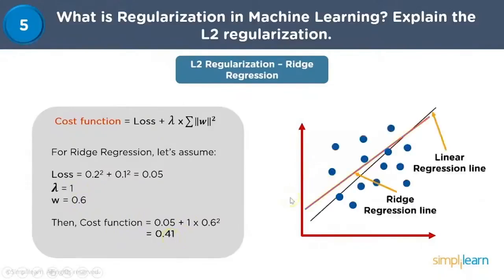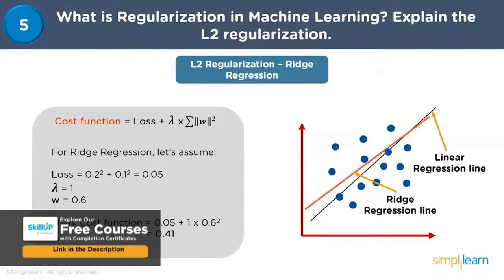Let's draw the linear regression line and the ridge regression line with all the points. We find that the ridge regression line has the best fit since its cost function is less.